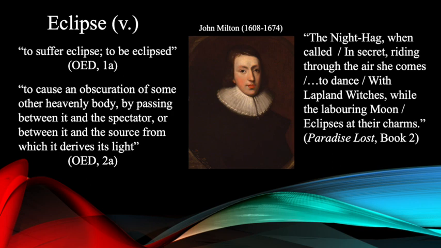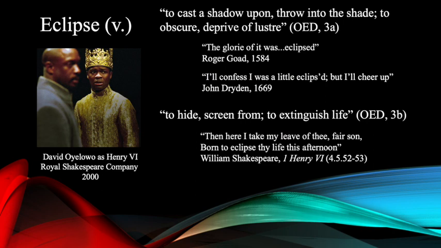Beginning in the 16th century, we also see eclipse appear as a verb, meaning to cast a shadow upon, to throw into the shade, to obscure, or deprive of luster. In the late 16th century, Roger Goad, a theologian, notes the glory of it was eclipsed, sort of thrown into the shadow. A century later, English writer John Dryden would say, "I confess I was a little eclipsed, but I'll cheer up." And I'd like to start using this in my daily speech. I've been a little eclipsed, but it'll be okay soon.